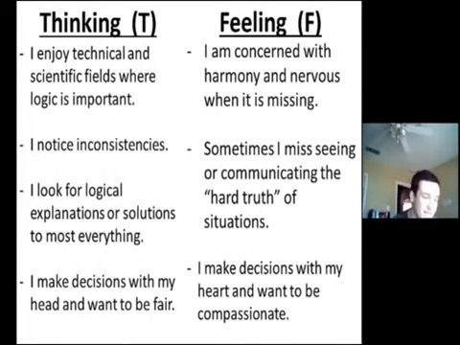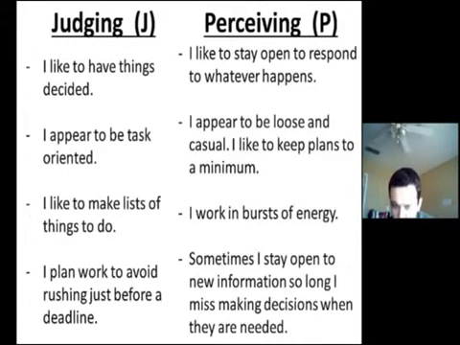Do you prefer logic and consistency, or do you look at the people and the special circumstances involved? Fourth, you prefer a judging or perceiving structure when dealing with the outside world. Do you prefer to get things decided, or to stay open to new information and options? Now let's meet each of the 16 different types these 4 preferences create.